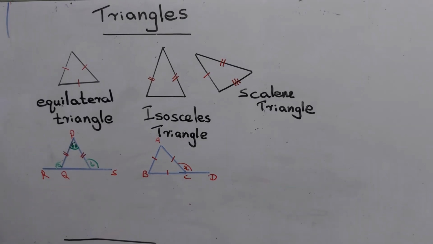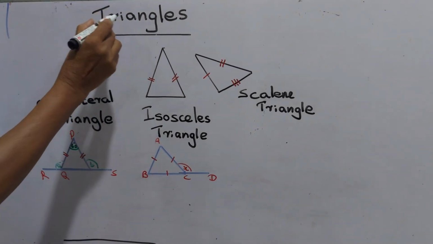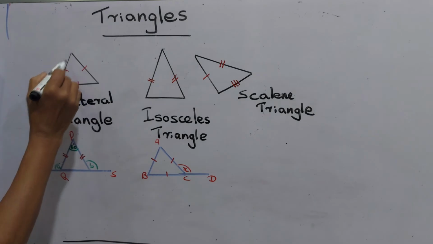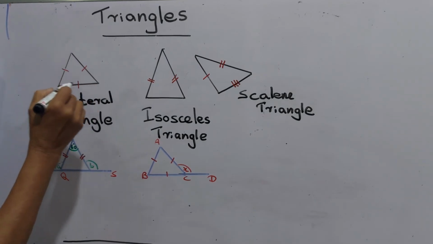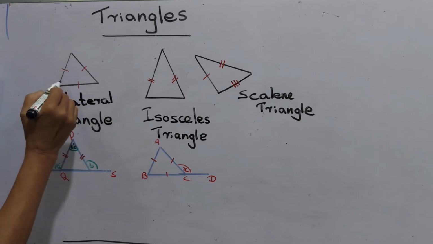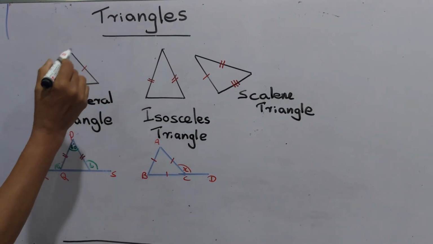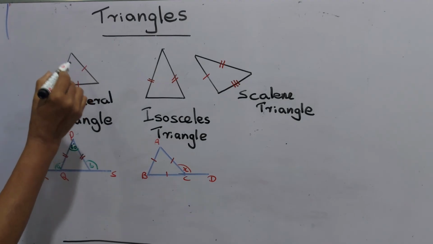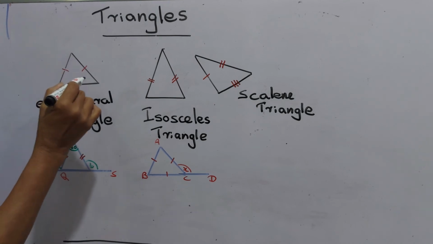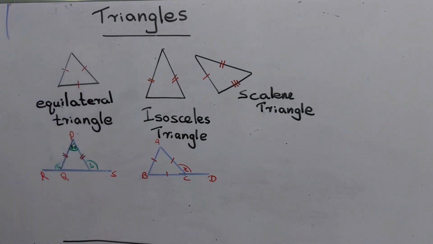The lesson is triangles. What is a triangle? A triangle is a three-sided closed plane figure bounded by three straight lines. Then you can see there are three types of triangles.